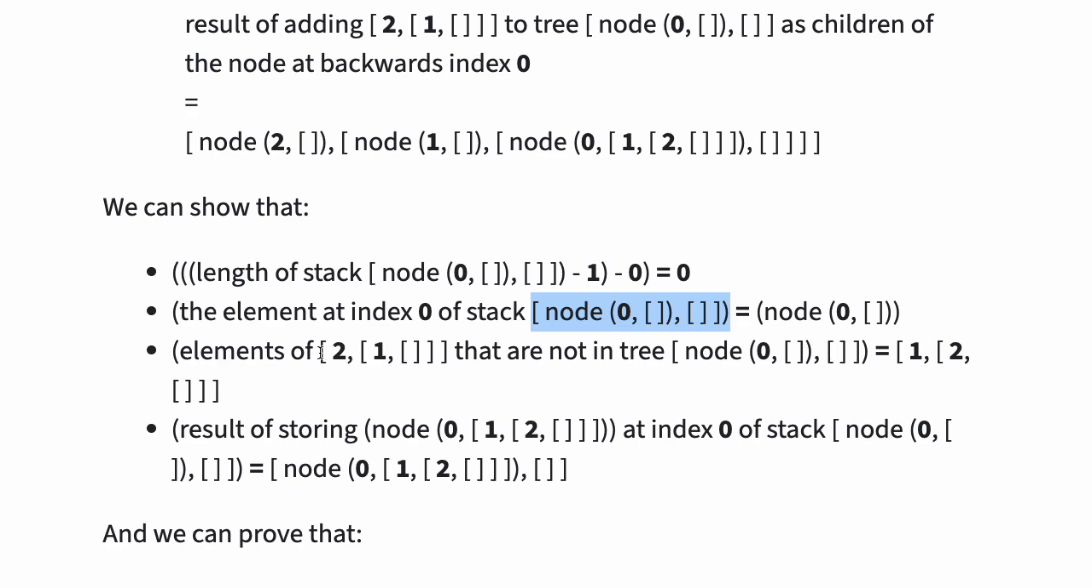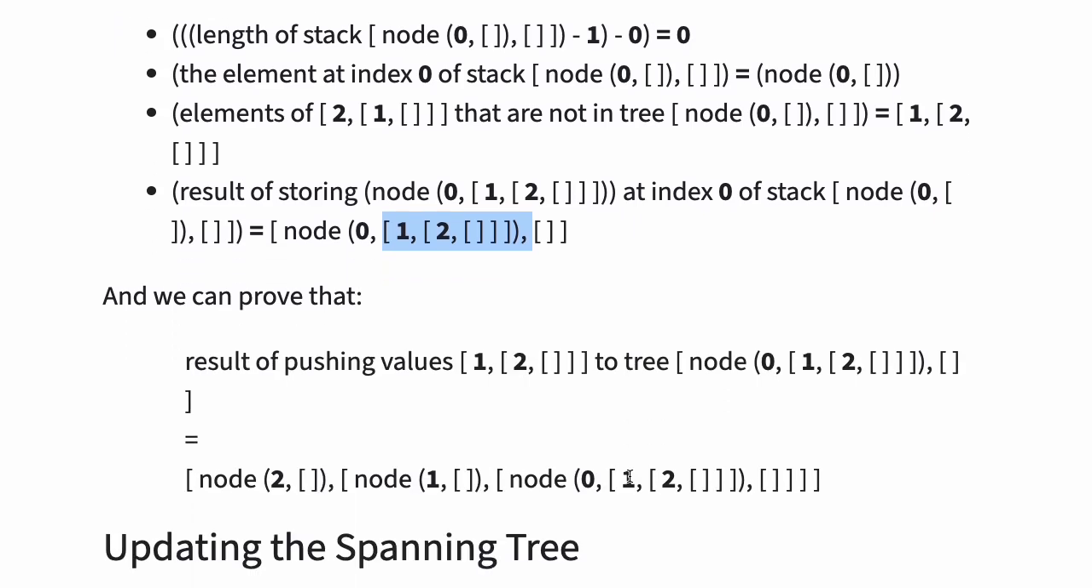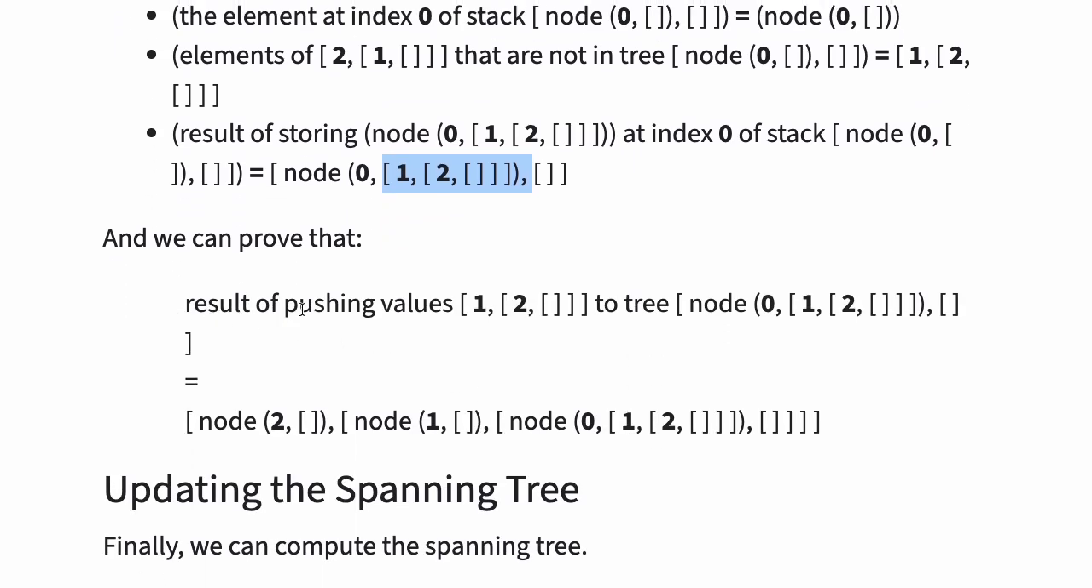And the elements of stack 2, 1 that are not in the tree node 0 is equal to the stack 1, 2. And the result of storing node 0, 1, 2 at index 0 of stack node 0 is equal to the stack node 0 with children 1, 2. And we can prove that the result of pushing values 1, 2 to tree node 0 with children 1, 2 is equal to the stack node 2, node 1, and node 0 with children 1, 2.